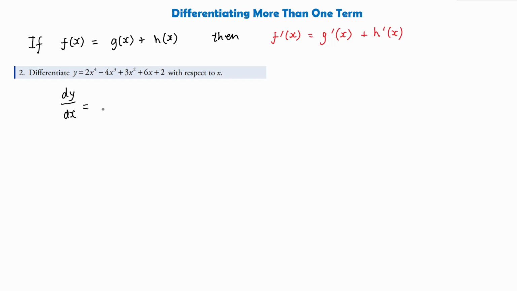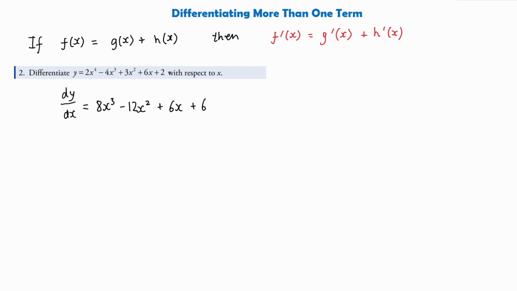We get 8x cubed. Second one, we're going to get minus 4 times 3, which is minus 12x, and we take away 1. Always remember to do that. Squared. Next one's going to give us plus 6x. And we said if we have a value ax and we differentiate it, it just becomes a. So it's just going to be plus 6.